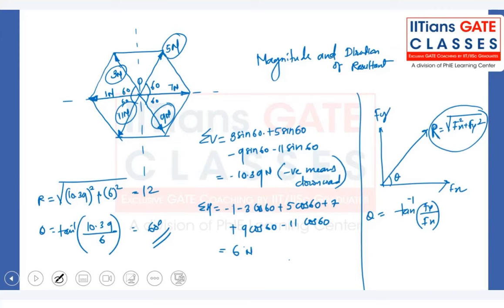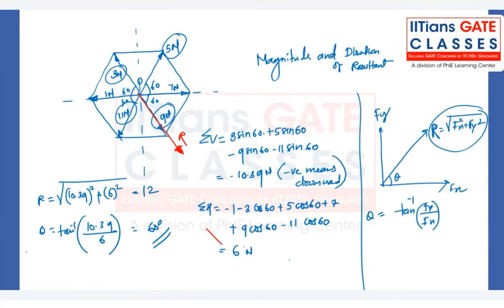Like this, something like this. Can you tell me why this direction? Check if this answer is correct. Why? Because our summation Fy, vertical, is downward and horizontal is rightward. So the resultant will be in this quadrant.